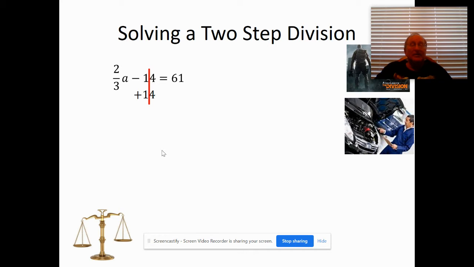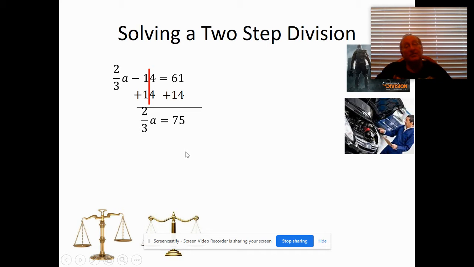But I need to keep my scales balanced. My equation is like a scale. So if I add 14 here, I have to add 14 to the other side to keep it balanced. So therefore these will cancel because now it's balanced. So I have this 2/3 A equals 75 because 61 plus 14 is 75.